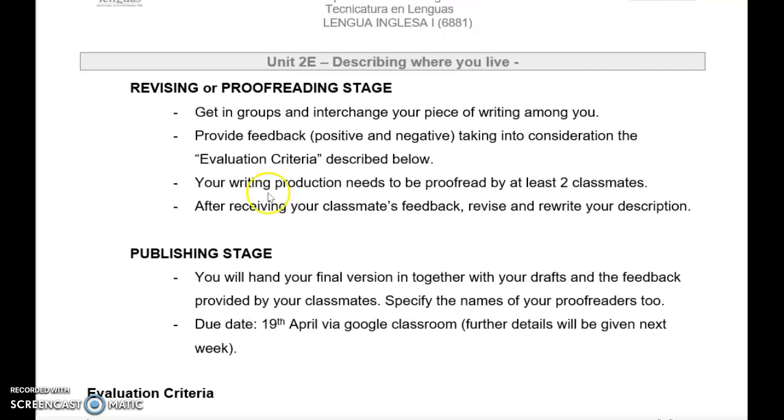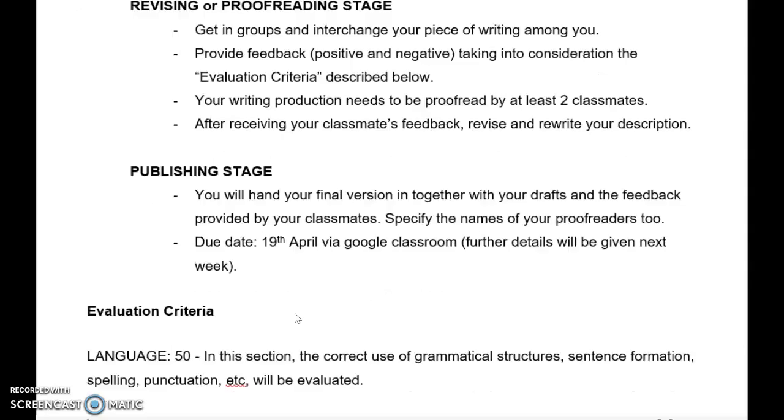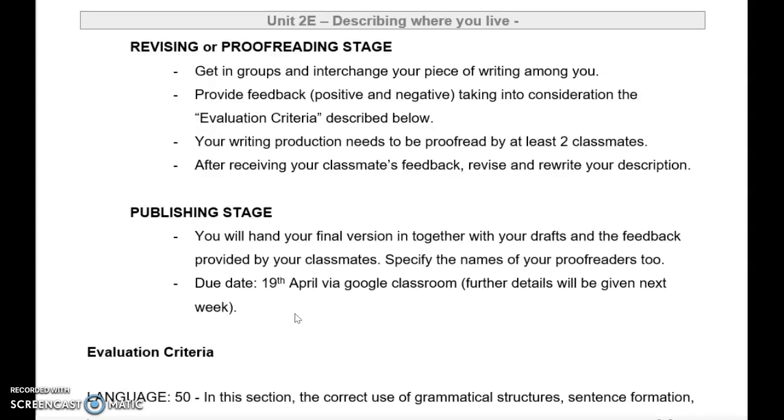So once you have all those stages done, you will go to the publishing stage, which is the stage in which you hand in your production. You will hand in your final version together with your drafts and the feedback provided by your classmates. Specify the name of your proofreaders too, right? The deadline is April the 19th via Google Classroom. But we are going to give you further detail about this. We have a week in the middle in which we are going to talk about this. So don't worry, we are going to give you extra information about all these stages.